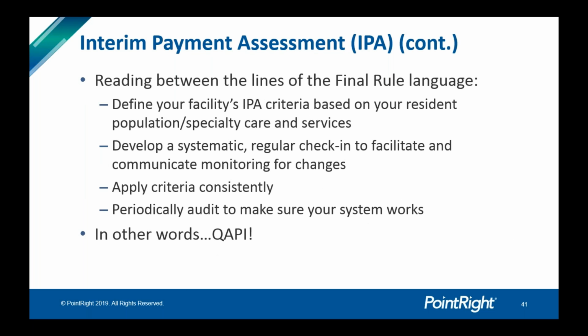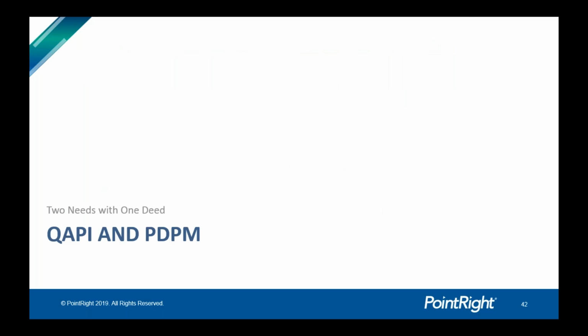And so reading between the lines, we've sort of talked about this a little bit, we want to make sure that you're looking at your IPA criteria, that it's always based on your center, your residents, that it's specific for you, that you have a way to check and make sure that you're watching for changes. You should have something like that now, but having it be systematic and routine is going to be important, and that you're consistent with how you apply the criteria. So basically, when you look at this, it just screams QAPI. So look at the overlaps, and I'll pass it on to Jen to bring us home.